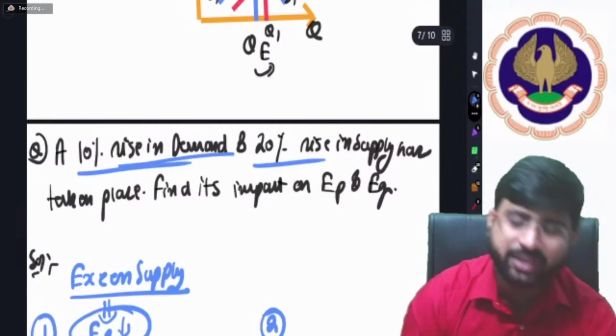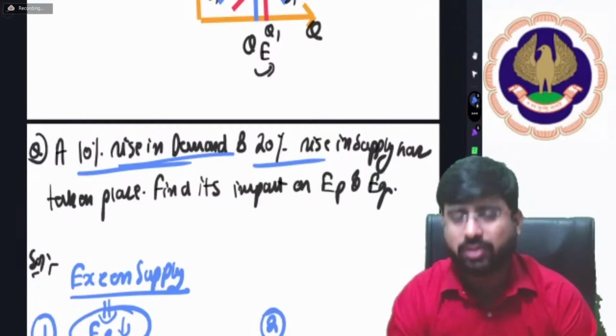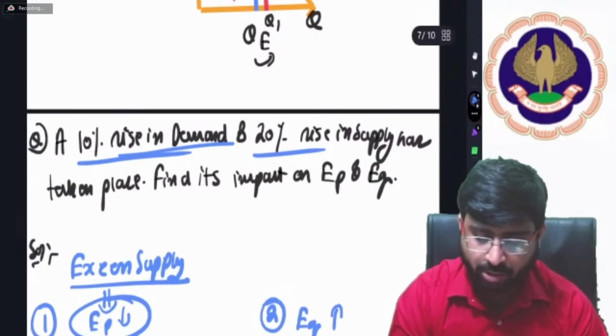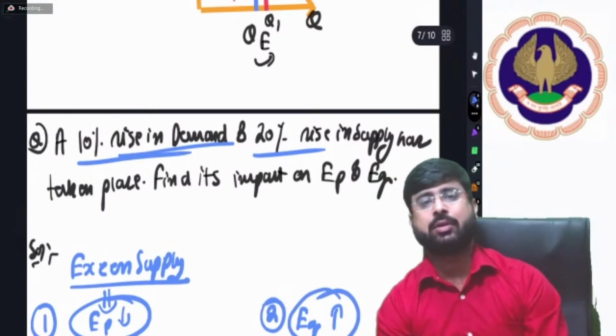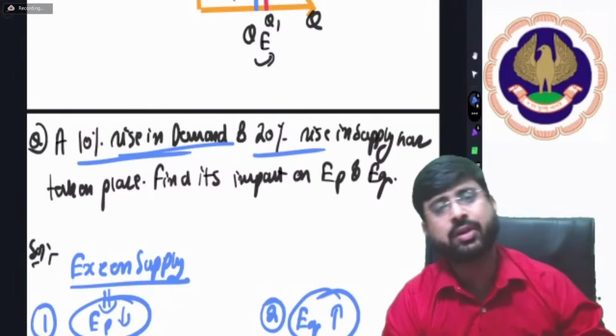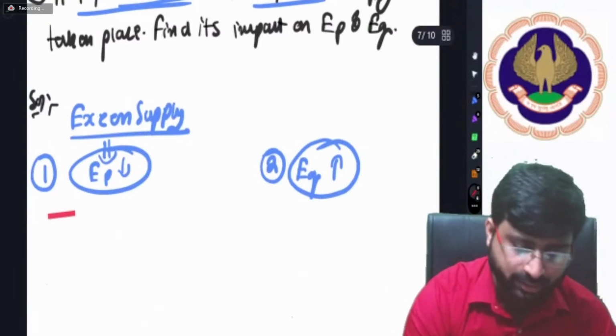Since demand and supply are both rising, what will happen to equilibrium quantity? Equilibrium quantity is going to go up. It is going to rise. Yes, sir, it indeed is going to go up, and hence your answer here.